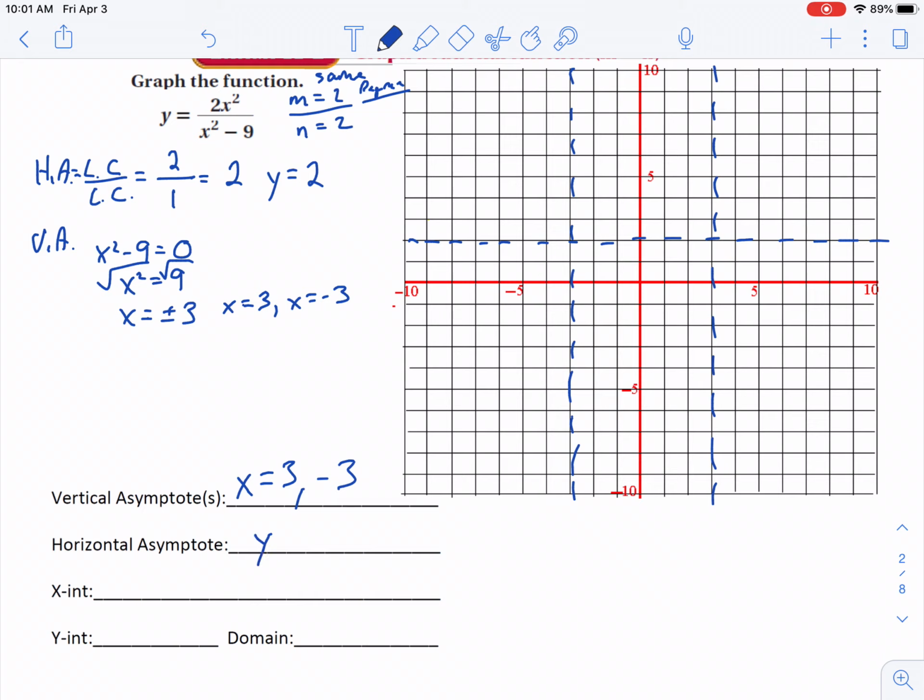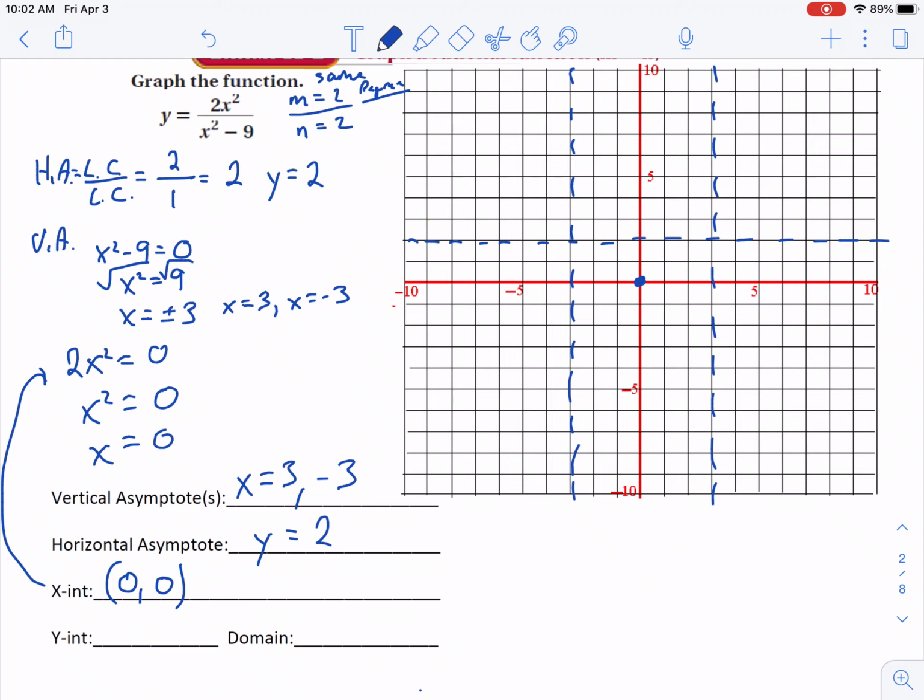So vertical asymptote is x equals 3 and negative 3. Horizontal asymptote is the line y equals 2. X-intercept, remember, is when you set the numerator equal to 0. So 2x squared equals 0, divide by 2, take the square root. I get x equals 0. So my x-intercept is going to be the coordinate 0, 0, because on your x-intercept, y is always 0. So there's my x-intercept, 0, 0.